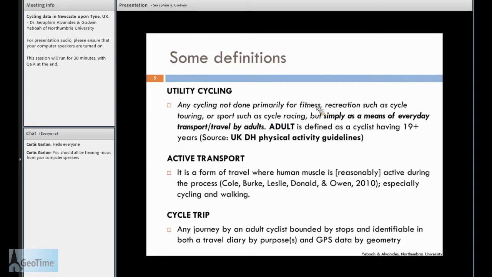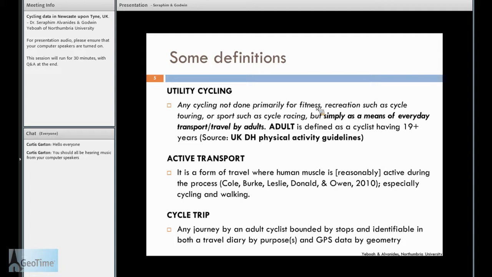So some definitions then in relation to the specific project. We focused on cycling because the combination of cycling and walking is making it a bit difficult to track during the course of a PhD thesis. So utility cycling in this context is cycling not done for fitness or recreation, such as touring or sport. So it is cycling as a means of transport or travel by adults and of course their children. And the adults here in our sample, so we didn't use children for our sample, is defined as cyclists above 19 years old.